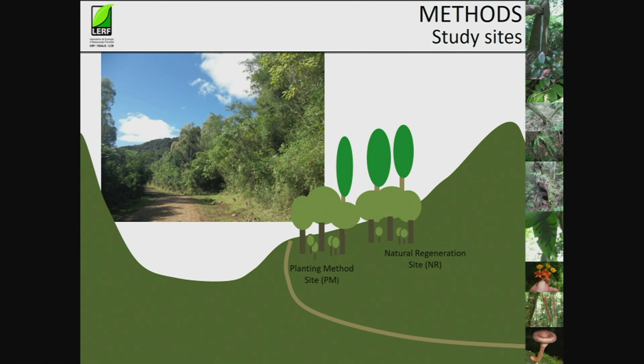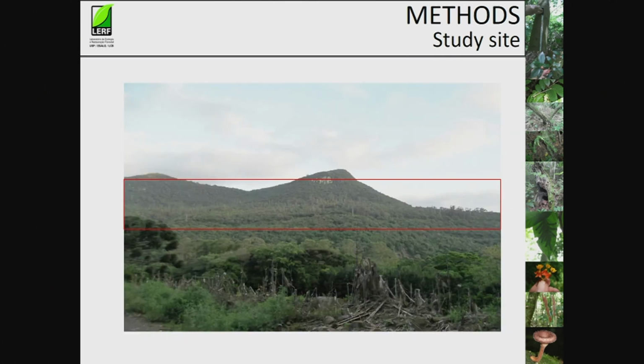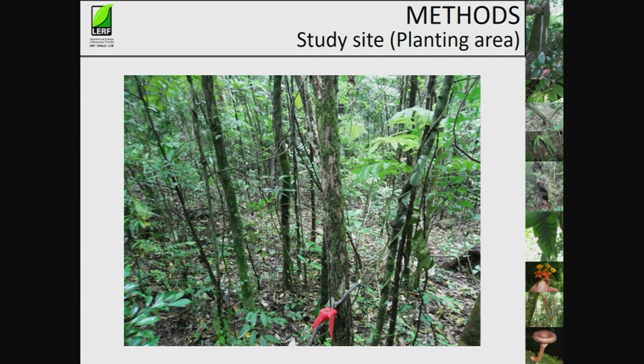I brought this picture to show you how the sites are arranged in the relief. Here are the road and the closer site. The planting method was closer to the road and the natural regeneration farthest, but the areas were side by side. Here's the landscape and the relief. And as the landscape is dominated basically by forest and small areas of family agriculture, the development of the vegetation was very expressive in both areas.